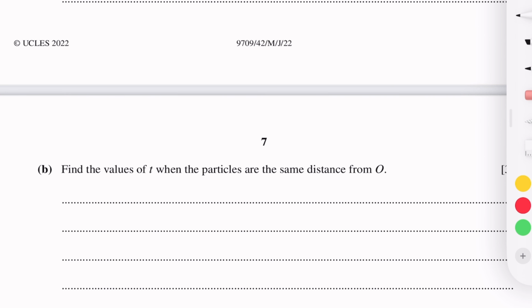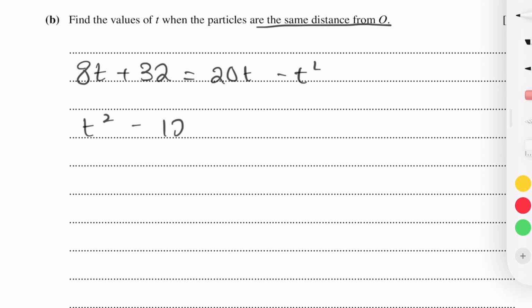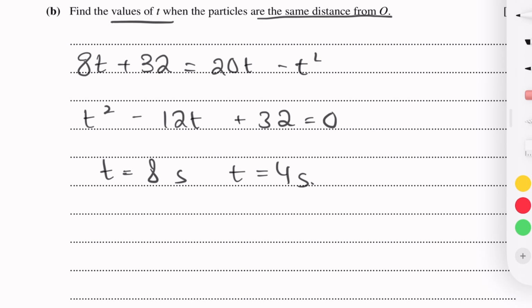Okay. For letter B, he says find the values of t when the particles are the same distance from O, meaning we're going to make the two equations equal to one another. So 8t plus 32 equals, what was it again, 20t minus t squared, and so we get a quadratic equation that we want to solve on our calculator. And so 1, -12 and 32 gives a time of 8 seconds and a time of 4 seconds. So he's asked for the values of t when the particles are the same distance. These are the values of t.